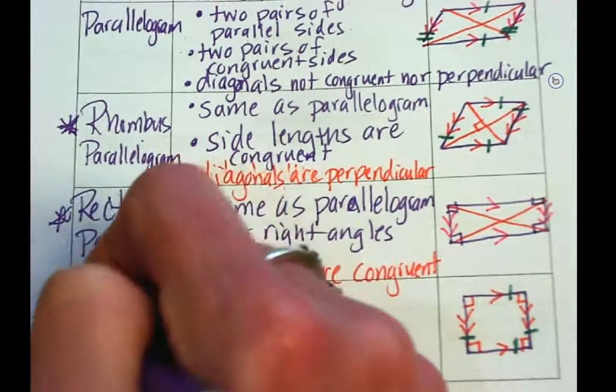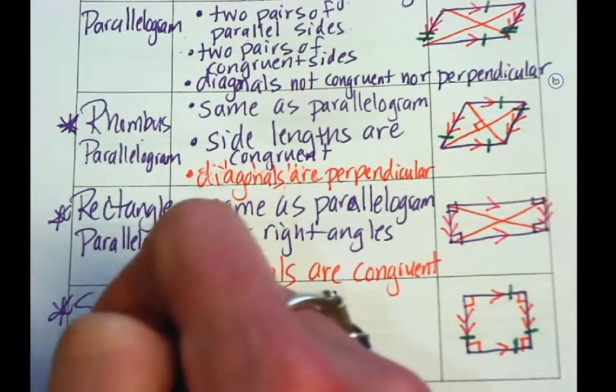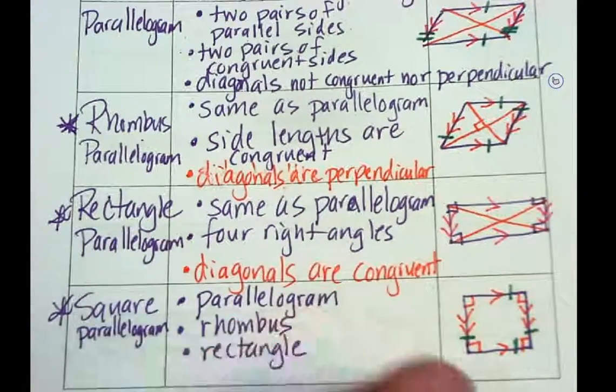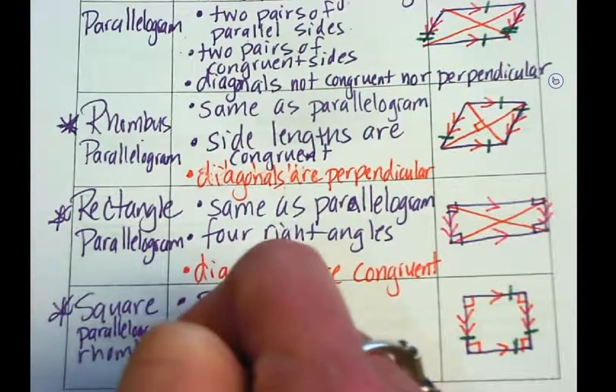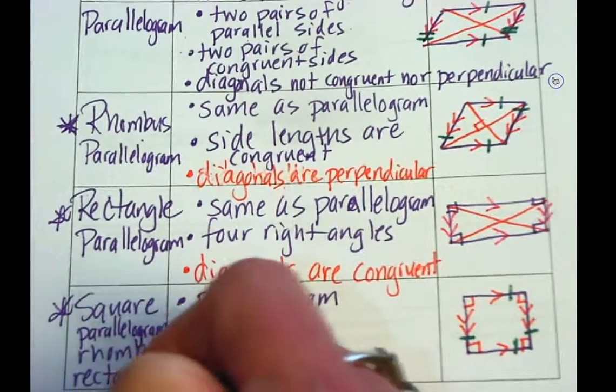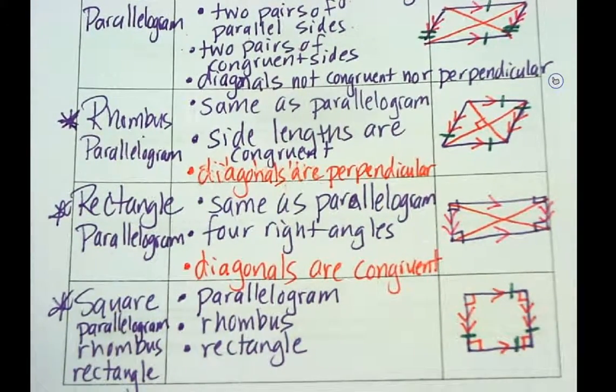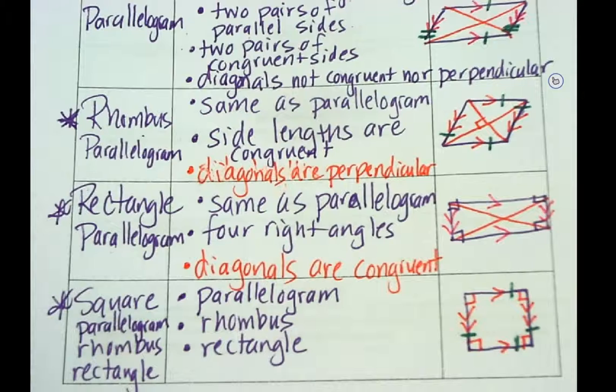So square is the most specific name, but again, it's also a parallelogram. It's also a rhombus because it has 4 congruent sides, and it's also a rectangle. So when you're asked to name these shapes, the most specific name is the one that you're going to see, but you also need to recognize that if it has all of the characteristics of the other shapes, you need to include them. You need to recognize that it's also that type of shape. And that's it for our notes on quadrilaterals.